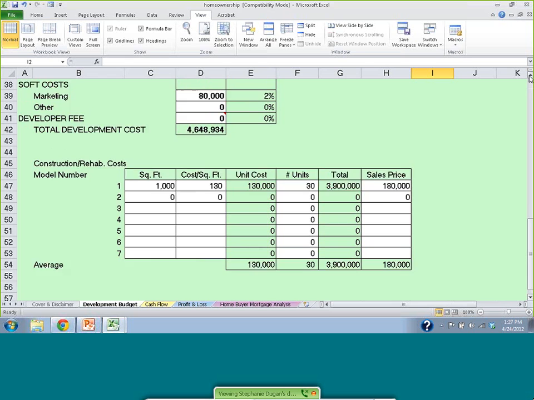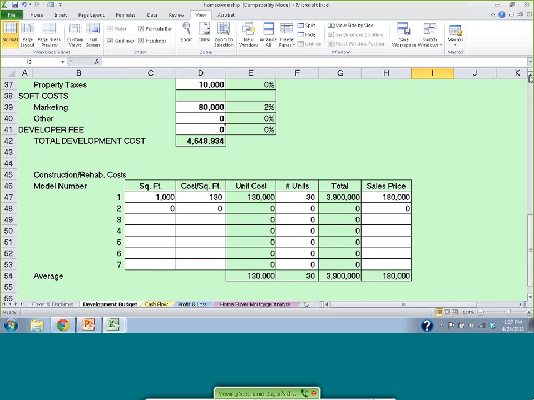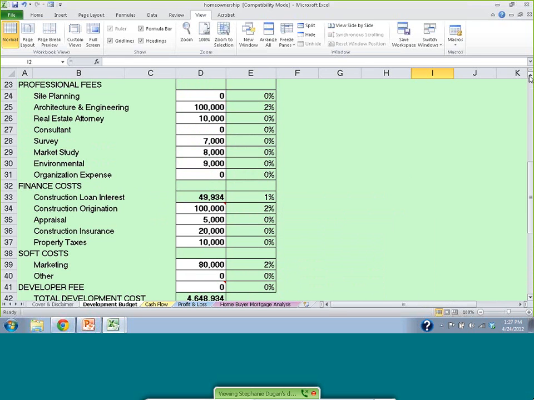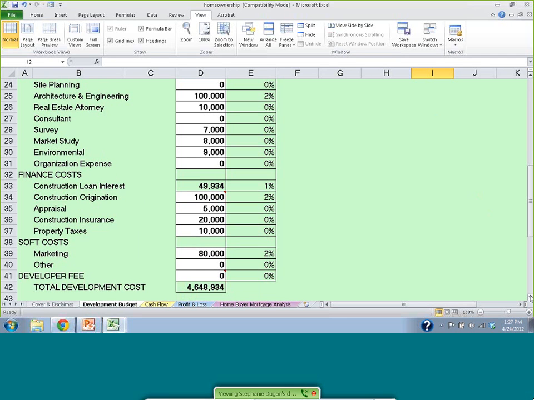And you can see we've entered some of the other soft costs, our architectural fees, our survey. We've also got our finance cost. Our construction interest is now calculated, actually not the same way we did it in our week 1 class, estimating construction interest, but it's going to calculate it directly off of our cash flow statement. And we've got other construction costs, construction insurance, property taxes, a little bit of marketing money for a total development cost of $4,648,000.